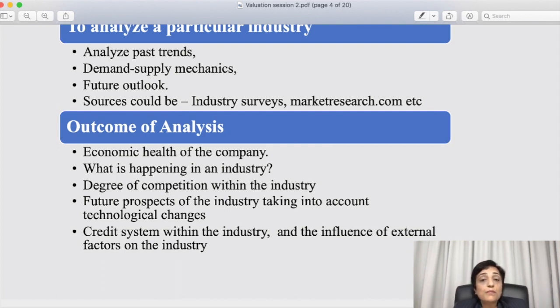Sometimes when you approach bankers or other investors like venture capitalists or angel investors, they look at the industry per se first before looking at the company. So if you go with a real estate investing proposal, they may not be interested, because sometimes the real estate markets are down. So we have to look at the finances or the credit system within that industry and the influence of other external factors on that industry.